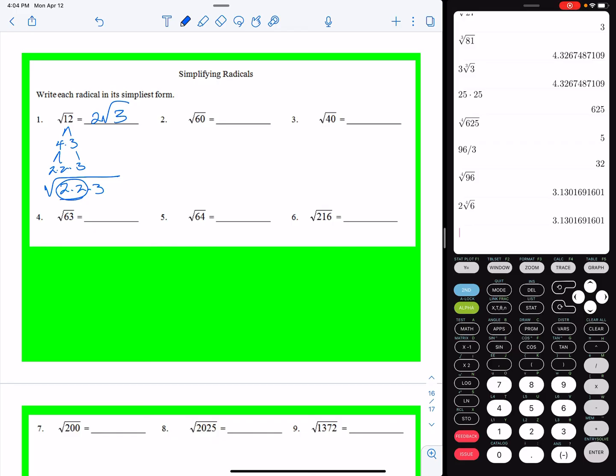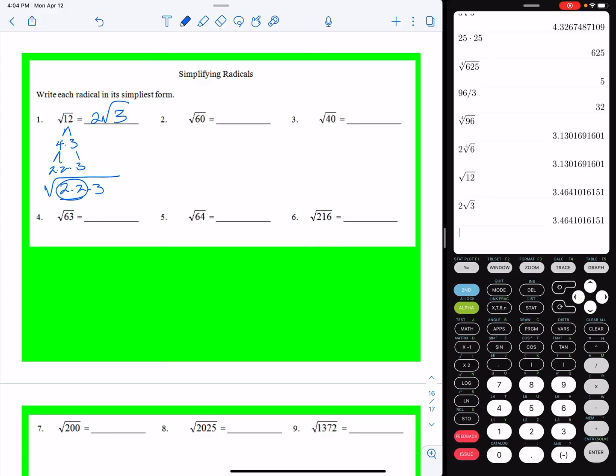And then we come over and we check our answer. So second, x squared, 12, enter. 2, second, x squared, 3, enter. And we find out that they're the same thing, so there's my answer. So that's what we're going to be doing today, simplifying radicals.